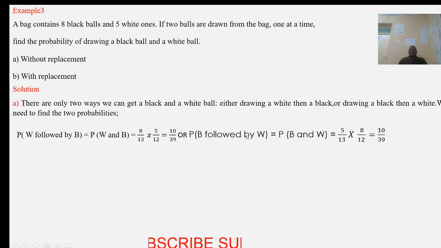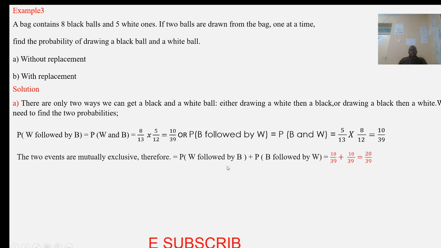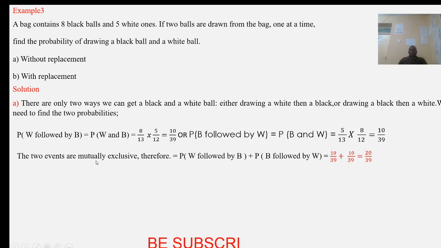So when we talk about "or", because it is the probability of this or the other one, we add this and this one to get the probability. The two events are mutually exclusive. Therefore, 10 over 39 plus 10 over 39 gives you 20 out of 39.